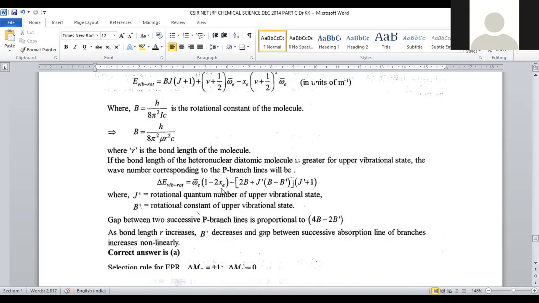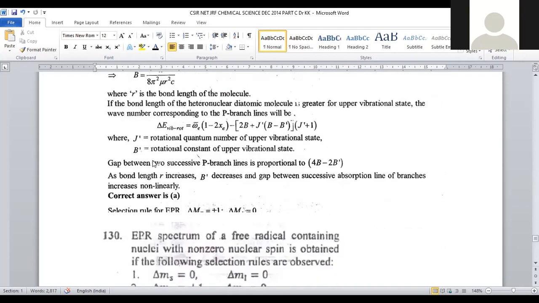It is given by omega bar into (1 minus 2 xe) minus 2B plus J prime (B minus B prime) into (J prime plus 1). J prime denotes the rotational quantum number for the upper vibrational level. If it is the ground state, it is indicated with a B. So prime indicates what? It is the upper energy level. Then B prime denotes the rotational constant in the upper vibrational level. So J prime is the rotational quantum number for the upper, and B prime is the rotational constant for the upper vibrational state. Here the rotational quantum number is J, rotational constant is B. So those can be substituted in this equation.